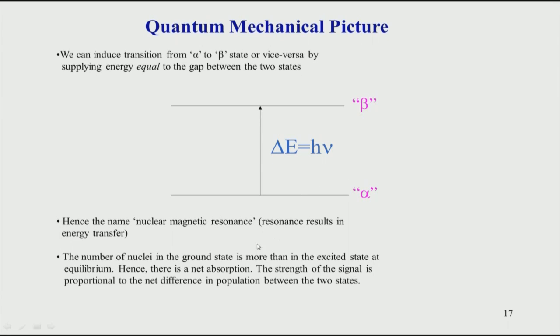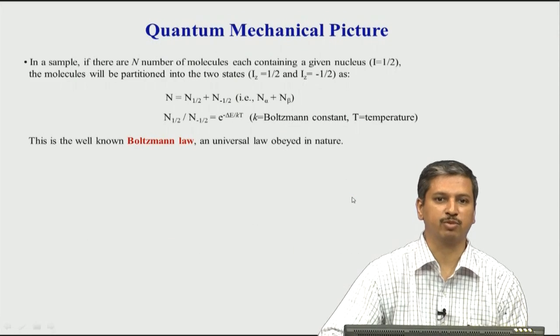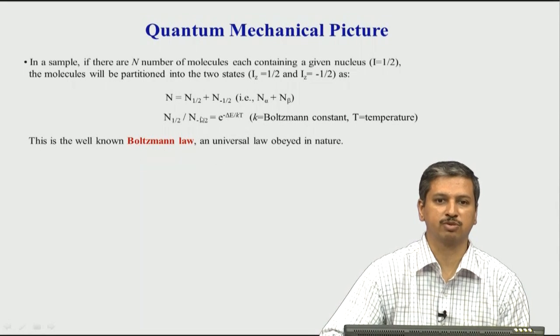That means it all depends on the net difference. The word difference is very important here, the net difference in the population between the two states. This population difference is a very important term, and it is applicable across all spectroscopy. Wherever we talk about energy quantization, we talk about population, because molecules are not always exactly equal here and here. There will always be a difference, and that difference comes from a very famous law known as the Boltzmann law. So, we will look at this Boltzmann law now.